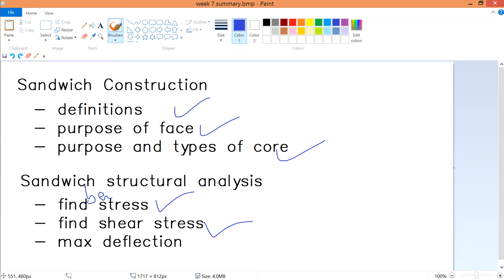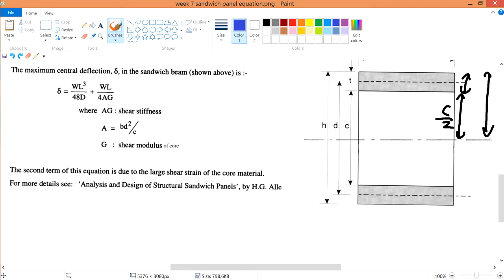After knowing the stresses acting on your material and the shear stresses acting on your sandwich material, then we can talk about what is the maximum deflection of the material, so that you know whether it is safe or not. What is the deflection? To get the deflection, this is the term delta. Your delta is your maximum central deflection.